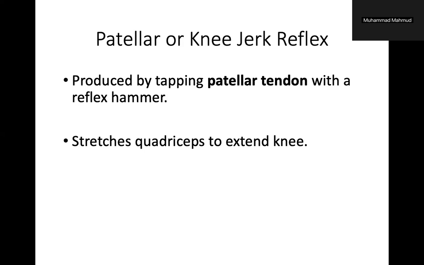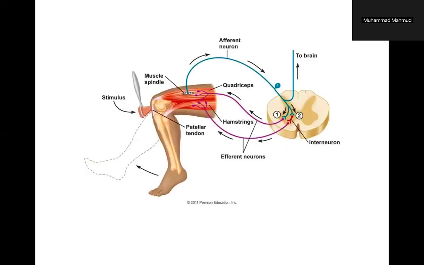When we produce this patellar reflex, it is produced by tapping the patellar tendon with a reflex hammer. And this tendon is between the patella and the tibial bone. So when we tap this part, it stretches the quadriceps to extend the knee. And this is what happens, starting from the left side. We are tapping this tendon, the patellar tendon. This muscle, the quadriceps muscle in the thigh, the three vastus muscles and the rectus femoris, are going to be stretched.